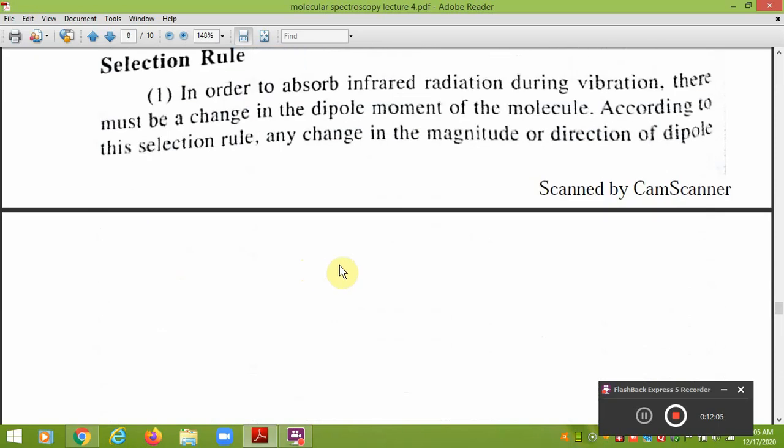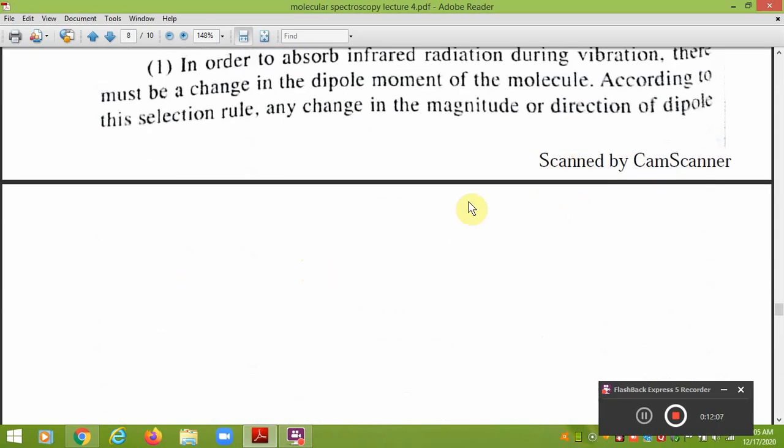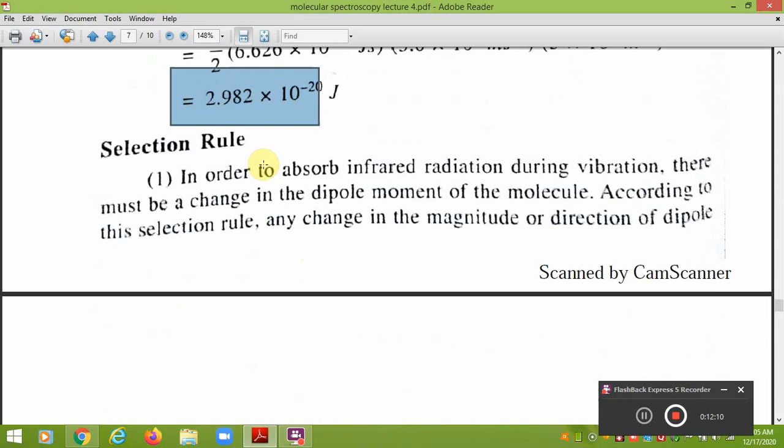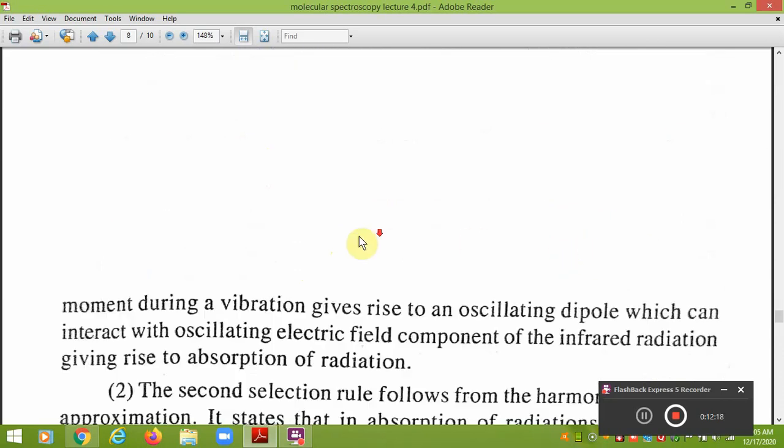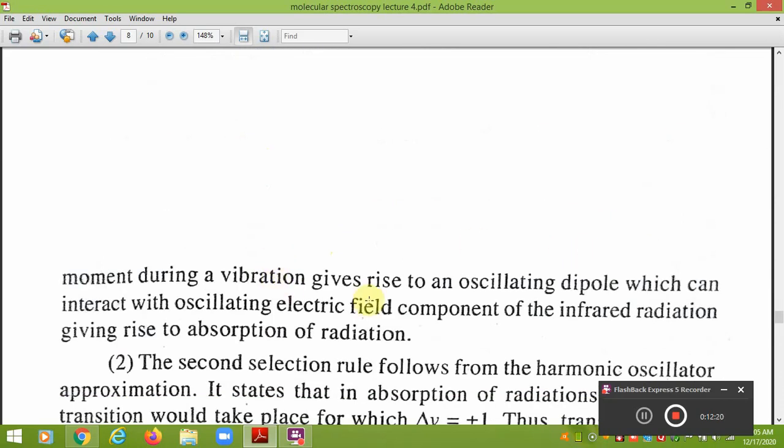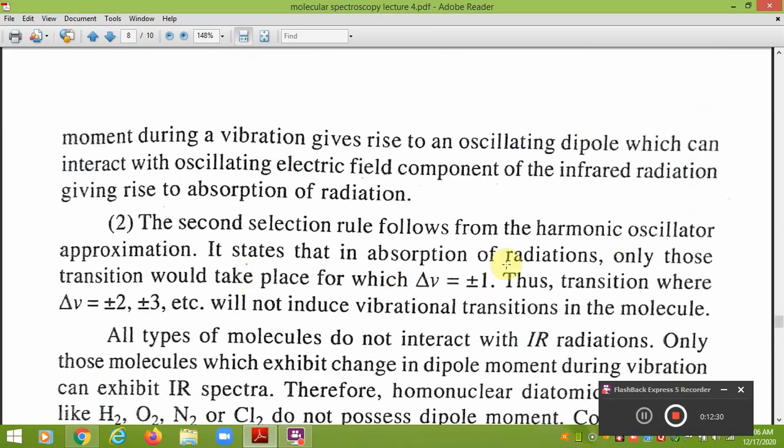So, the selection rule for vibrational spectroscopy. According to the selection rule, the first condition for the molecule to show the vibrational spectra is that there should be a change in the magnitude or direction of the dipole moment during the vibration of the molecule, and this is an important condition. The second condition is the selection rule for the vibrational quantum number: just like rotational spectroscopy, it is delta V equal to plus minus 1. So this is important.